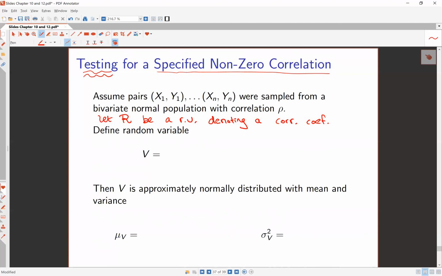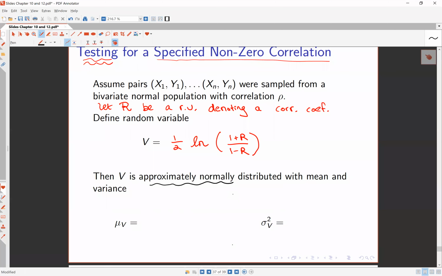And we convert that to a V scale by taking 1/2 times the natural log of 1 plus R over 1 minus R. This random variable V is approximately normal and has a mean of 1/2 times the natural log of 1 plus rho over 1 minus rho. So it's a function of the underlying population correlation, and it has a variance of 1 over n minus 3.